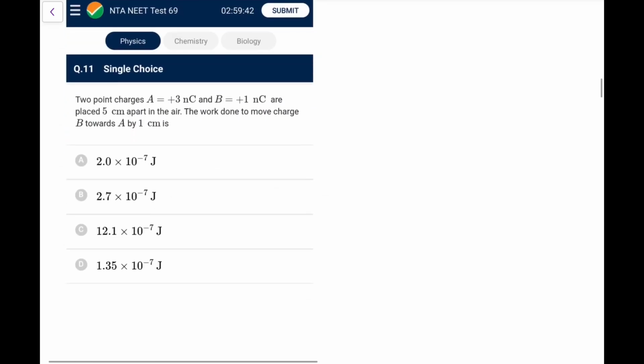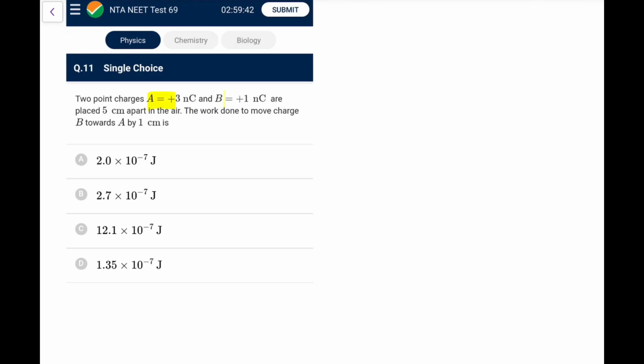Next, 2 point charges, A is plus 3 nanocoulomb, B is plus 1 nanocoulomb, are placed 5 centimeter apart in the air. The work done to move charge B towards A by 1 centimeter is? So what we have, this is A, this is B, this is plus 3 nanocoulombs, this is plus 1 nanocoulomb, this is 5 centimeter away. Now to move it towards it by 1 centimeter, so the gap will become 4.